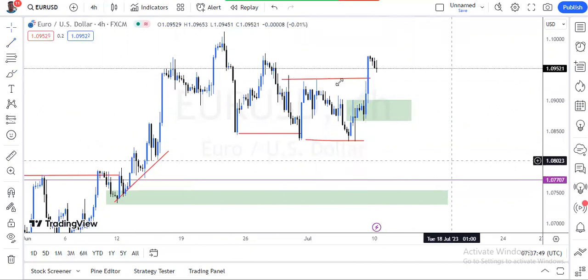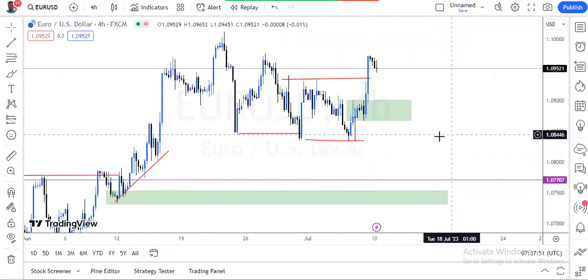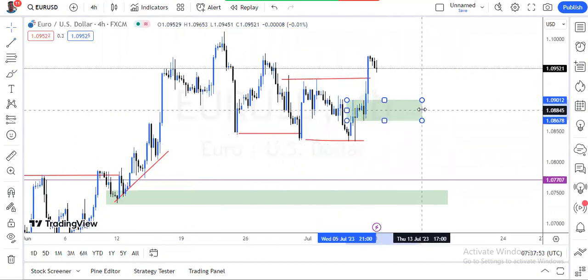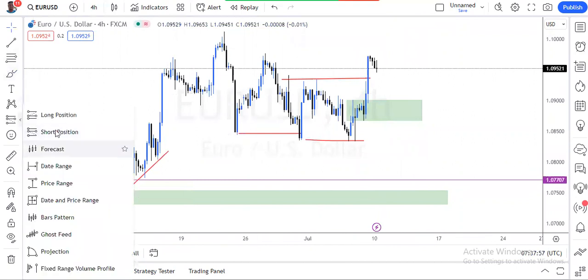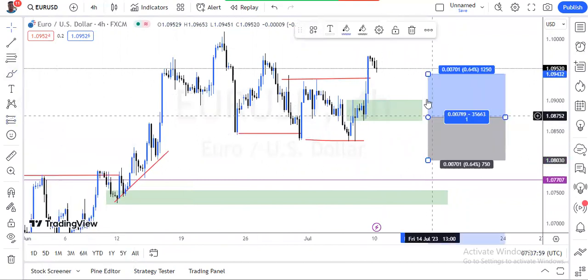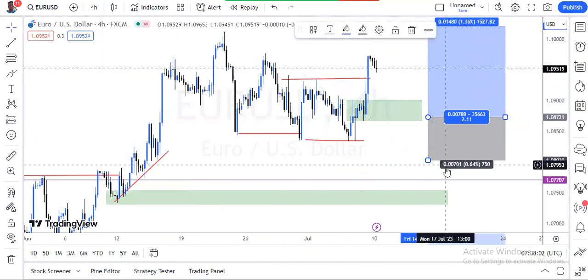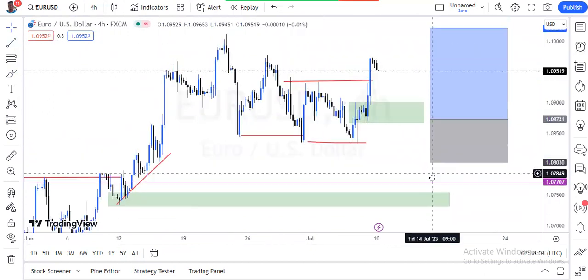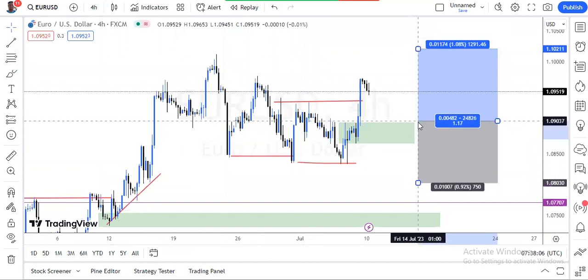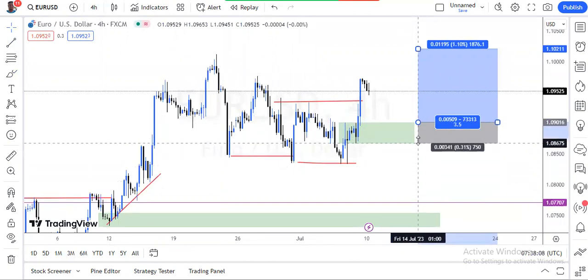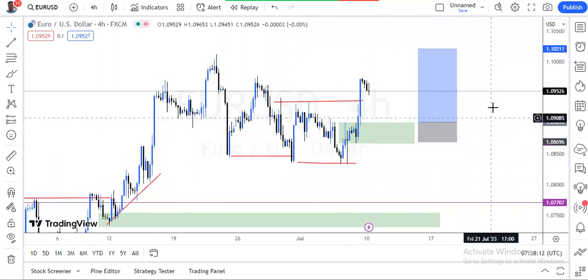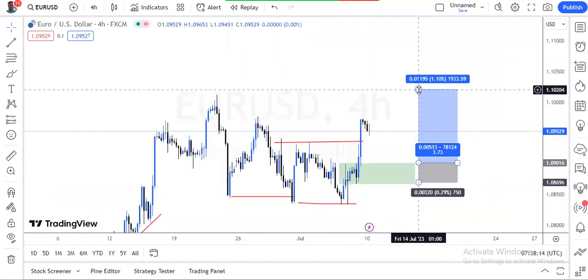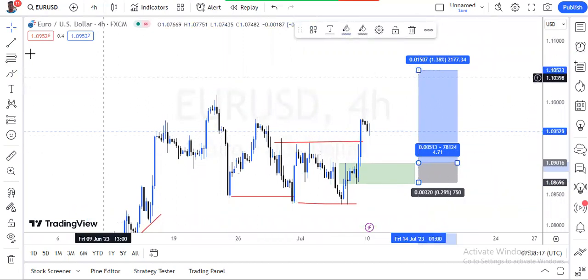Yeah, so we slightly broke structure here. So we are expecting that price would get to this zone, and when price gets to that zone, we will be looking for a long position. Remember, we are looking for the opposite of the move we see on the DXY. We expect something opposite on the euro and pound sterling. So we're expecting that this is where price is going to come.